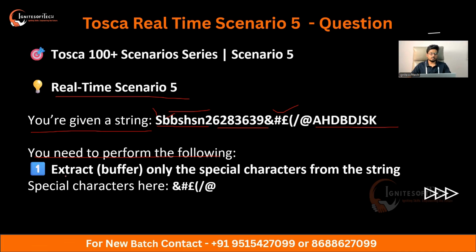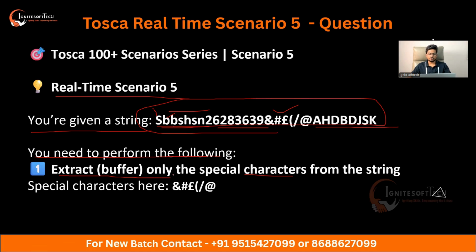What action do you need to perform? For example, we have a buffer. In that buffer, we need to have the special characters only. That means from this buffer, we need to extract the special characters using Tosca. Whatever special characters we have in a string, a buffer or a variable, like in a programming language where we have variables, we need to extract only the special characters. So that is the scenario, guys.